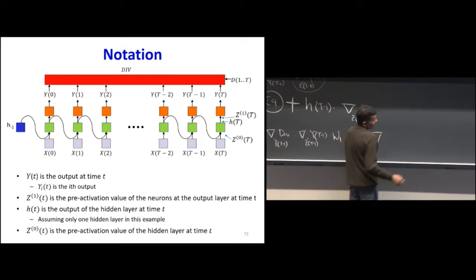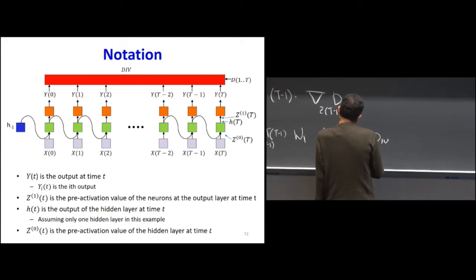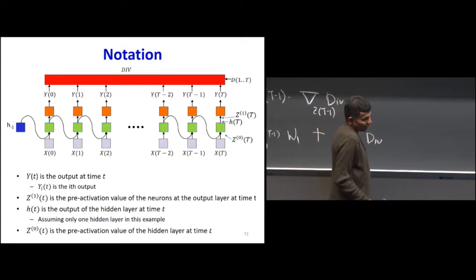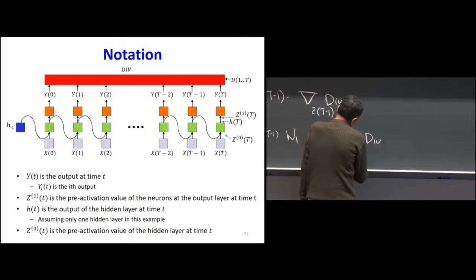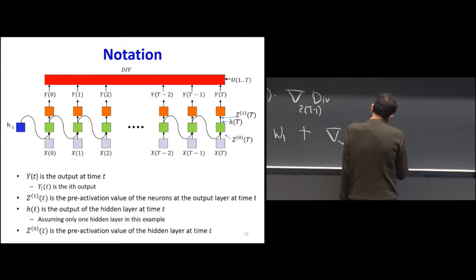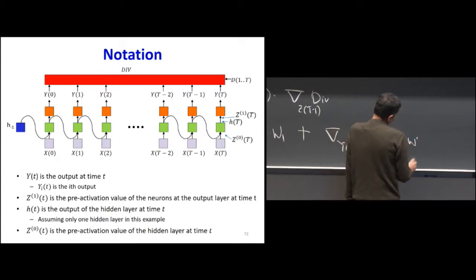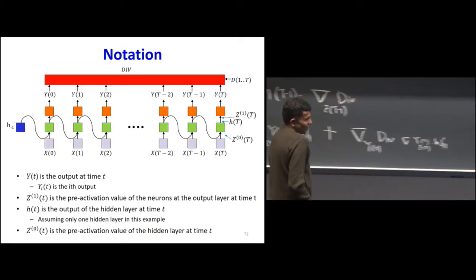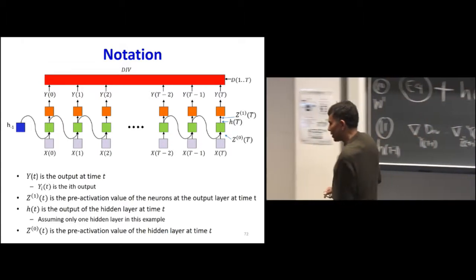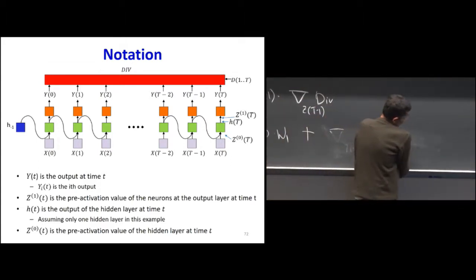I can have the derivative of the divergence with respect to y of t, okay? And then the derivative of y of t with respect to z1 of t, and there's going to be times w1, w11. Hang on, I think we're getting stuck in the weeds over here. So let me help you, right?